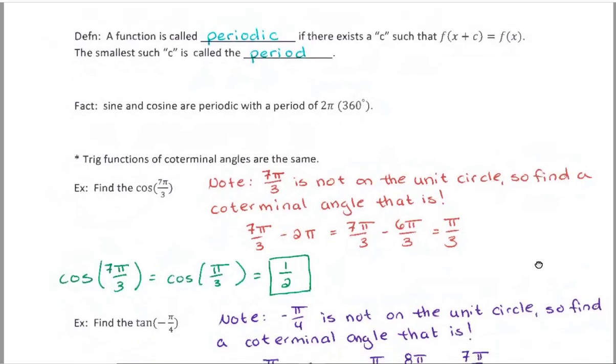A function is called periodic if there exists a c such that f of x plus c is equal to f of x, and the smallest such c is called the period. Sine and cosine are both periodic functions with a period of 2π. That means that your sine and cosine values will repeat every 360 degrees.